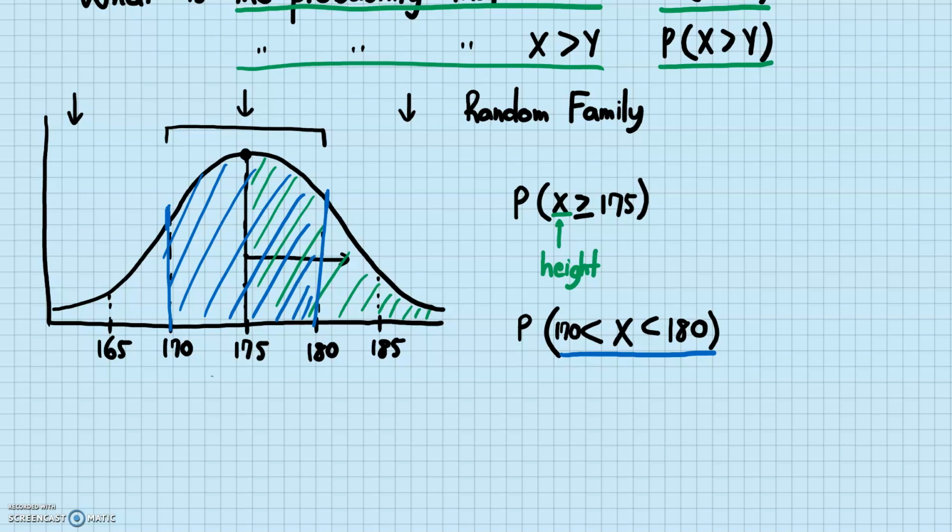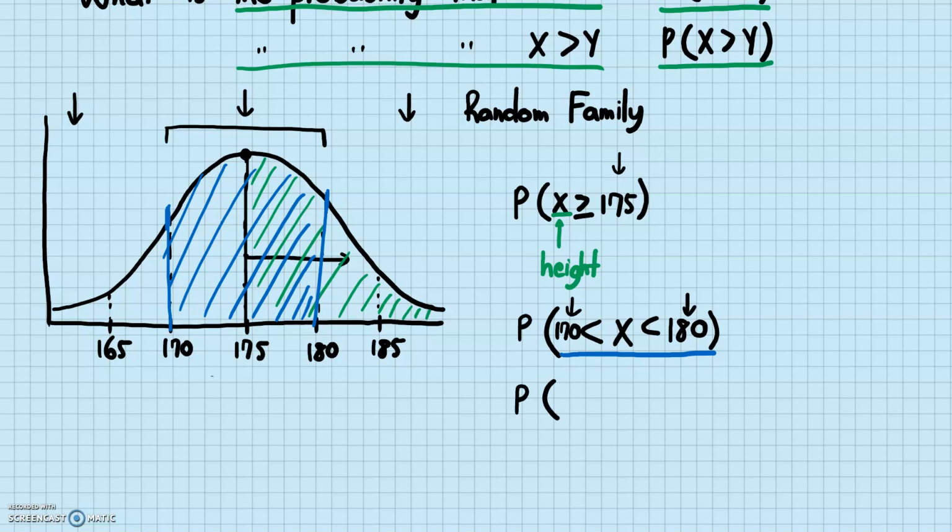Okay, and later on we will actually learn how to find the exact probability. In this lesson, I just want you to understand the concept of how we find the probabilities. So we're finding the area under that curve, and these are going to be the restrictions on that area.